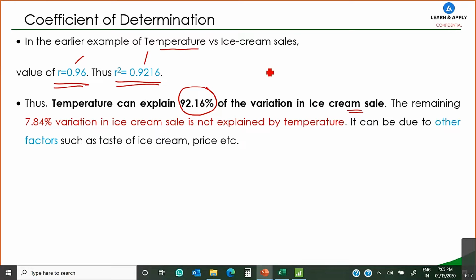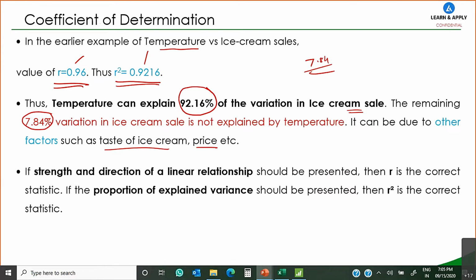Now the question is, what will be the remaining 7.84%? So the remaining 7.84% variation in the ice cream sale is not explained by the temperature. There are different variables or factors which will explain the remaining 7.84% of the variation. The factors can be the taste of the ice cream, price, or hygiene of that particular ice cream shop. So there are a number of factors which may be contributing to the 7.84% of the variation in ice cream sale.